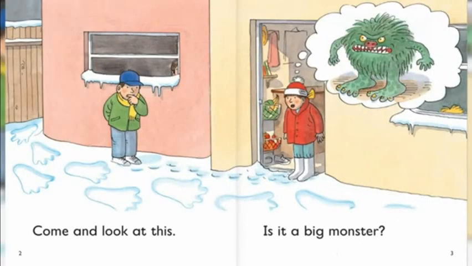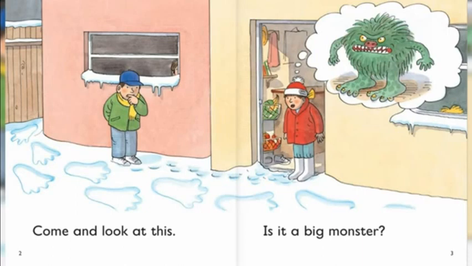On your screen, you can see page number 2 and 3. On these pages, we can see Chip is standing outside and wondering at the big footprints on the ground. Biff is also standing in the kitchen's door and amazed to see these big footprints. You can see a speech bubble on her head. It means she is thinking about something.